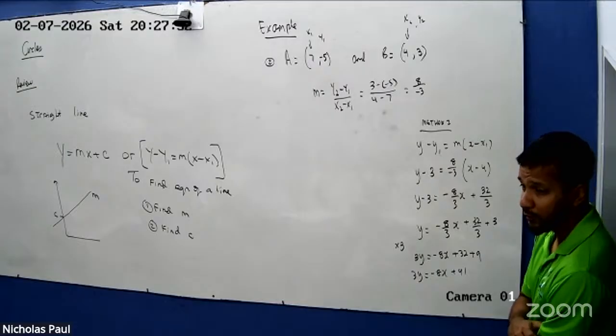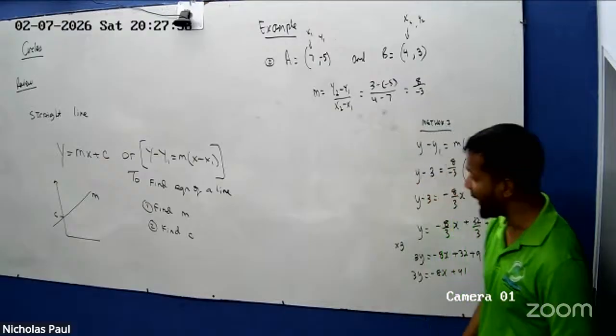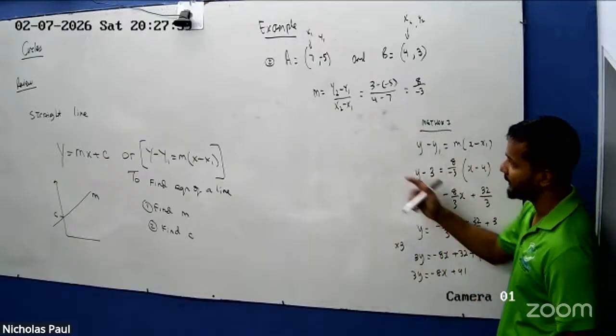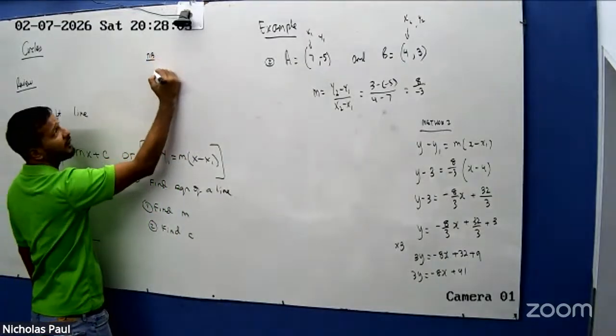Are you okay with that? Right. So these are the things that you need to remember from the equation of a line. And one more thing I wanted to add to this is some quick rules on gradient, right?